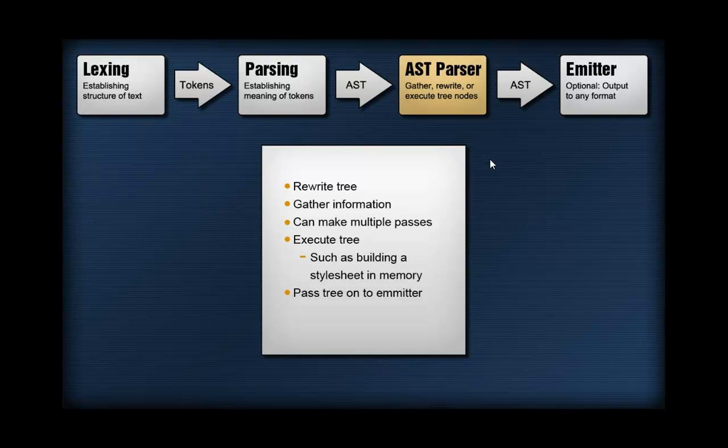So the AST parser basically will just walk through the AST and do different things to it. It can rewrite the tree, gather information. You can do multiple passes with the same AST parser, or use a different AST parser with multiple steps. You can execute the tree right here if you were writing an interpreted language, or in our case, a style sheet, which is built in memory. And we can pass the tree onto the next step, which is the emitter. Now, an AST parser is very, very important, especially for languages like C#, which requires multiple passes over the source code to fully understand what you're trying to mean.